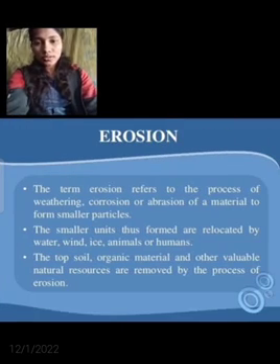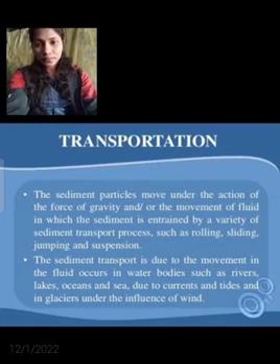Now first is erosion. The term erosion refers to the process of weathering, corrosion or abrasion of a material into smaller particles. The smaller units thus formed are relocated by water, wind, ice, animals or humans. The soil, the topsoil, organic material and other valuable natural resources are removed by the process of erosion.